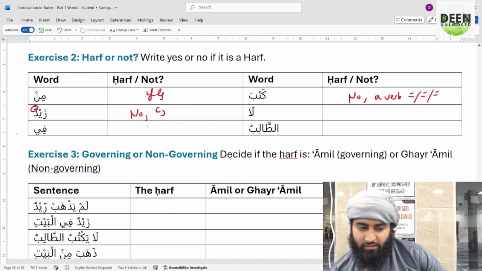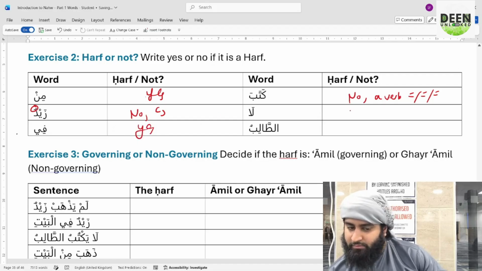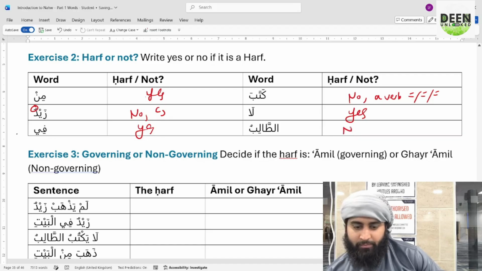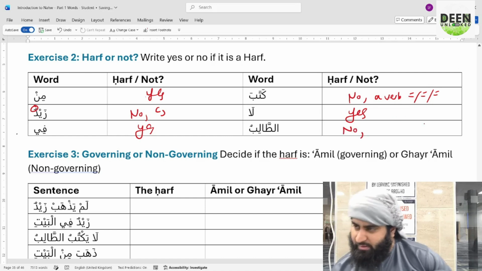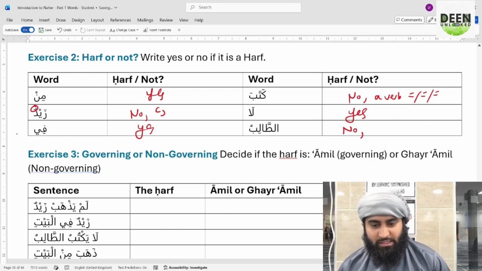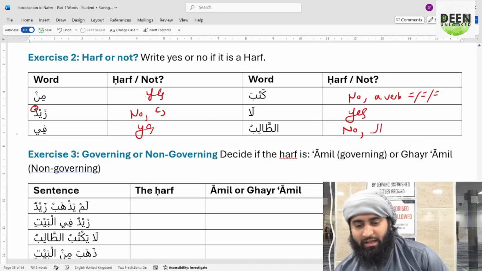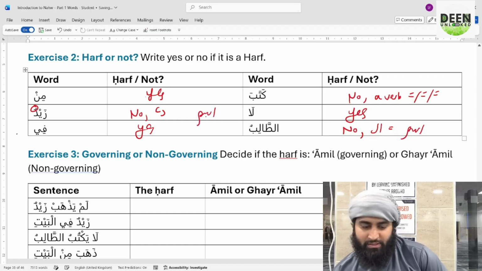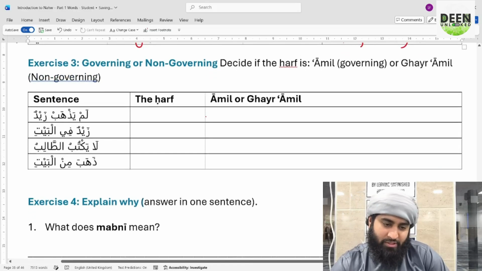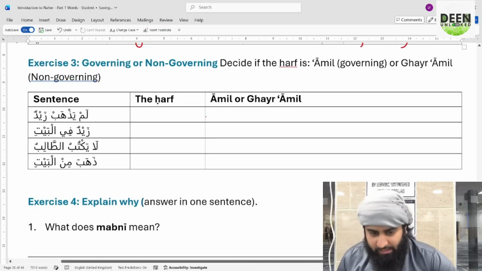Okay, fi, yes. La, yes. الطالب, why? Is it a verb? It's a noun, why? Alif lam, so it's an ism. Well done. Exercise 3. Governing or not governing.